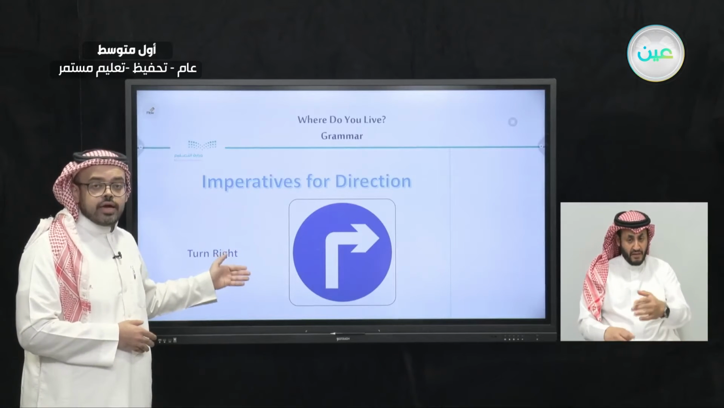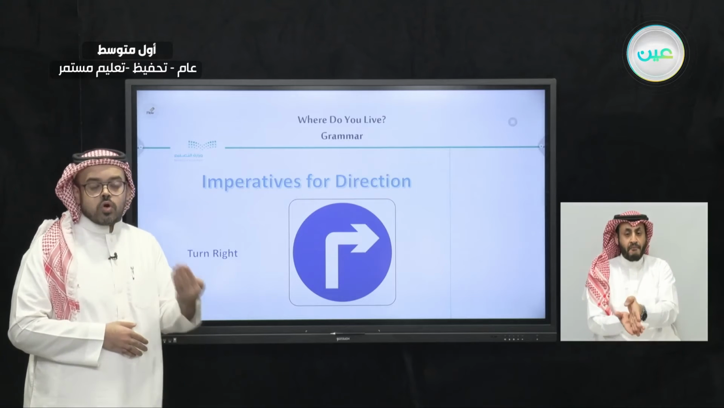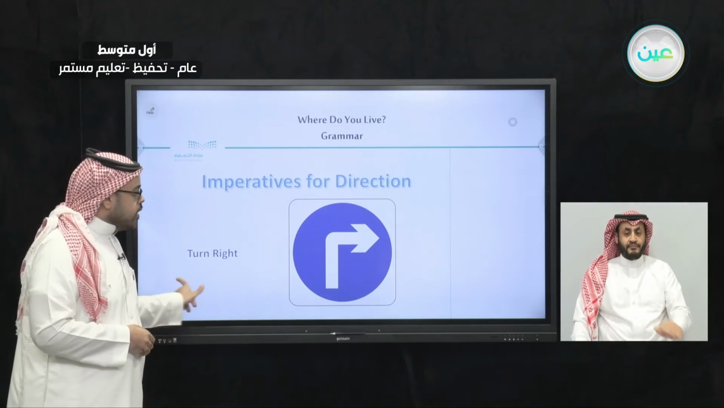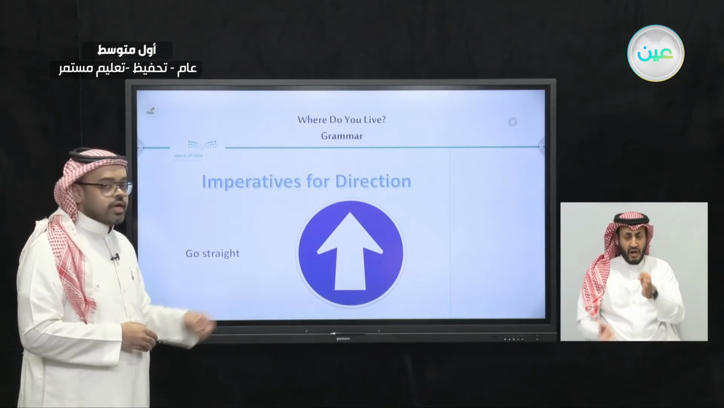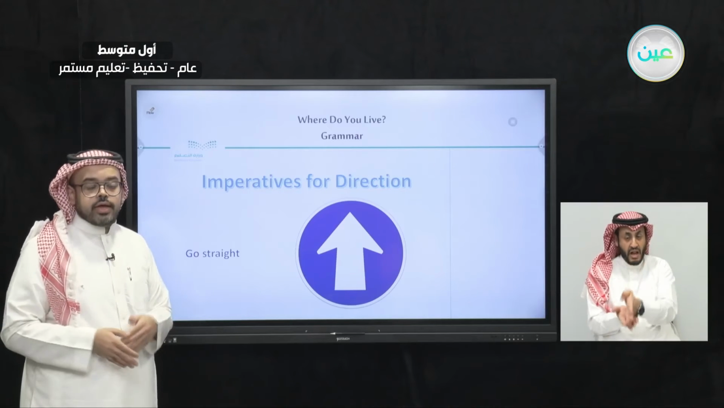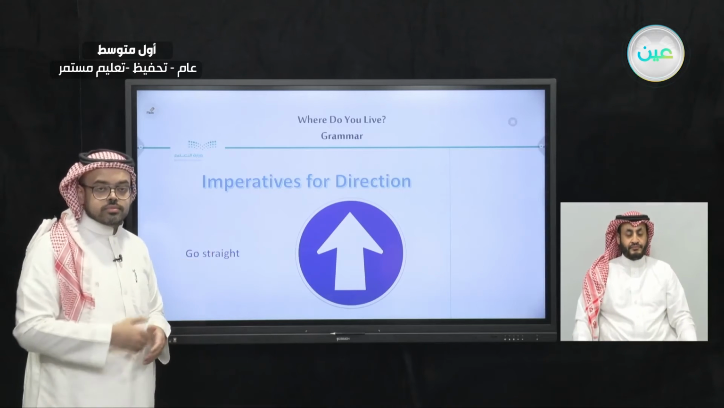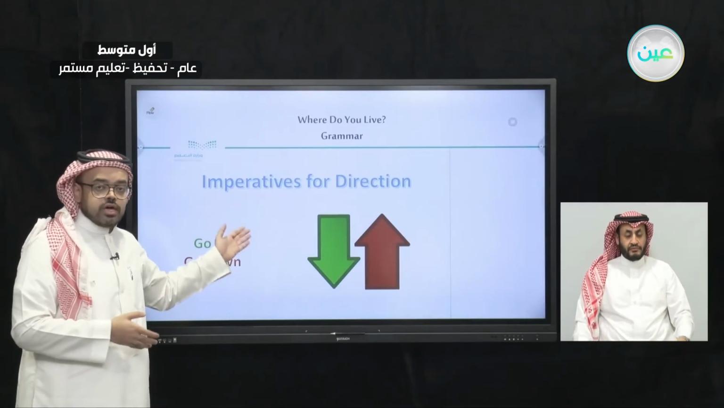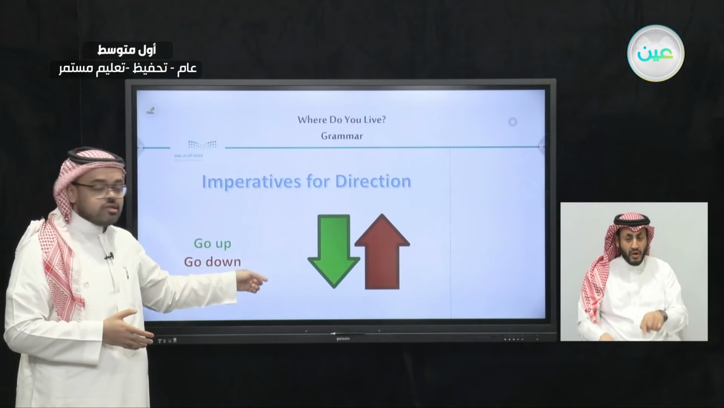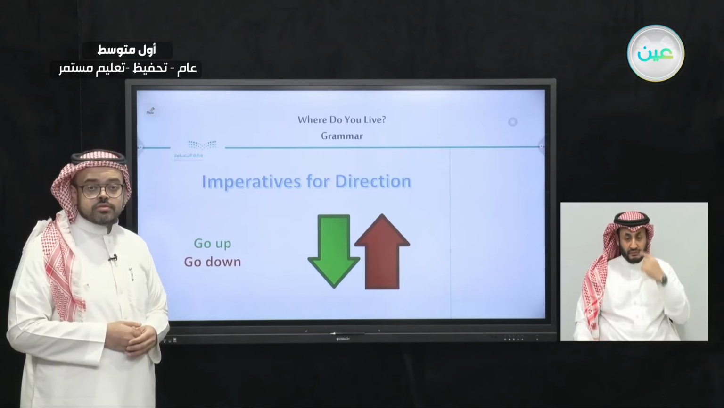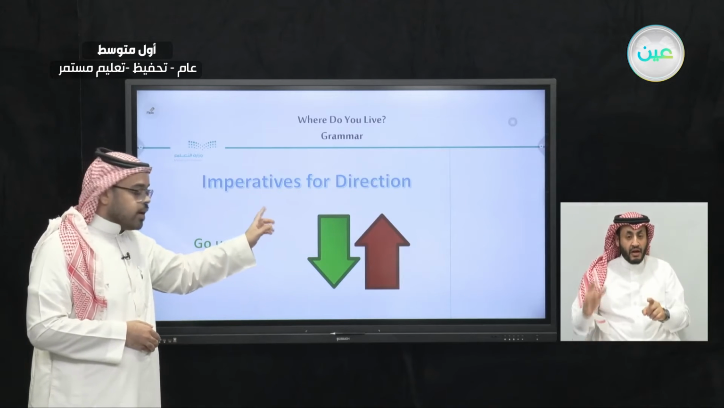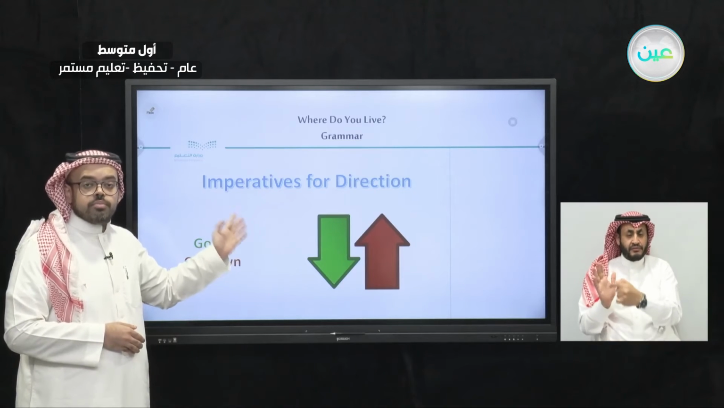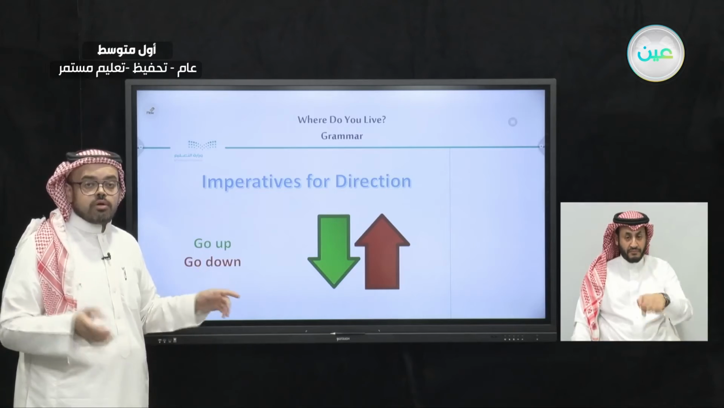So these are like orders. Turn left, go to the left side. Turn right, go to the right side. And also, go straight. Not right and not left, just go straight. The other imperative of direction we use, sometimes in the elevator, we see those buttons. The first one is to go up and the second one is to go down. So these are the imperatives we use to give directions.